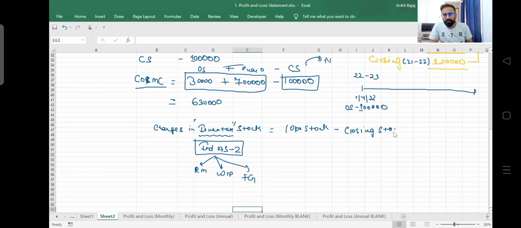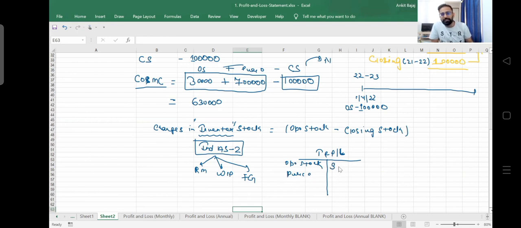Closing stock. Why are we showing changes in inventory? Because when we were preparing the P&L account, following the T format, when we were preparing trading and P&L. Previously we were following the T account, right? So here we used to write down opening stock and we used to write down purchases, if you are able to recall. So you will find this concept very easy.